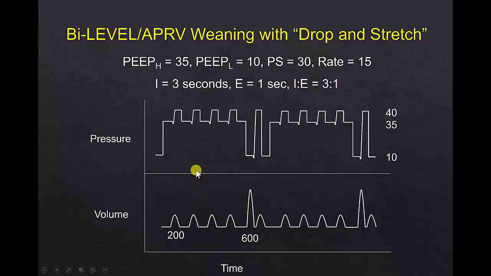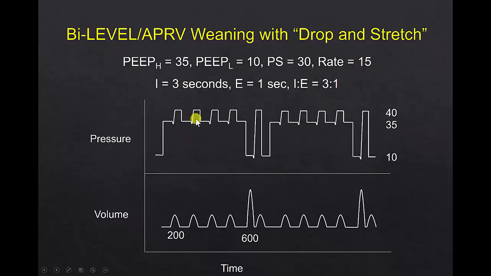To wean bi-level, we simply drop down the high pressure closer to the low pressure and lengthen the interval between breaths, or another way to say that is to decrease the respiratory rate. So in this first slide, I have a high pressure of 35, a low pressure of 10, and a rate of 15. The difference of the pressure is 25. That's how much pressure we're going from 10 to 35. The rate of 15 means there's going to be a breath every 4 seconds.